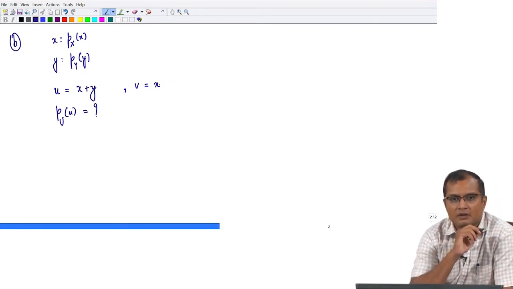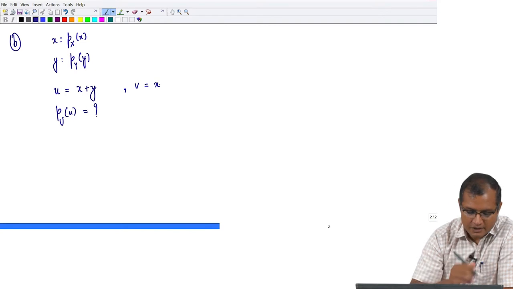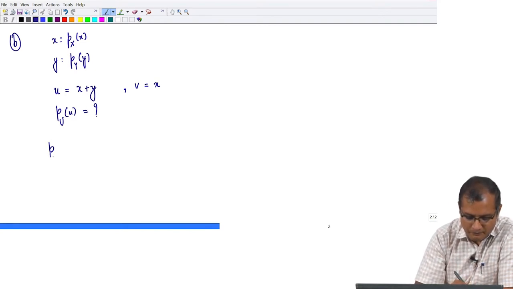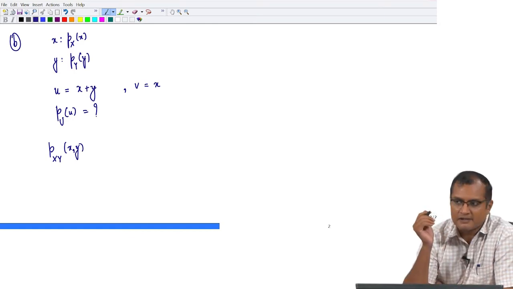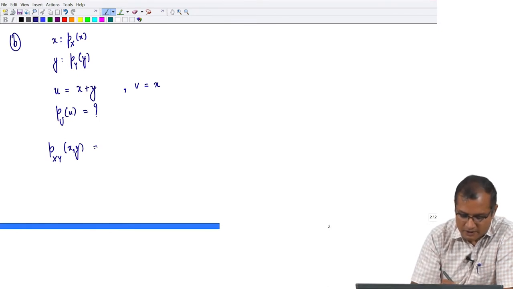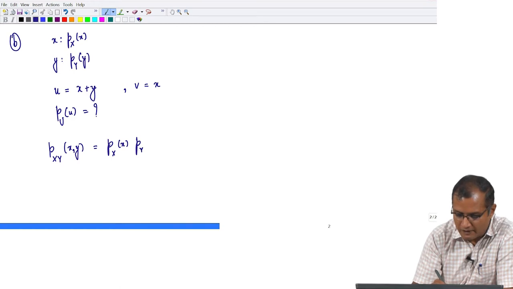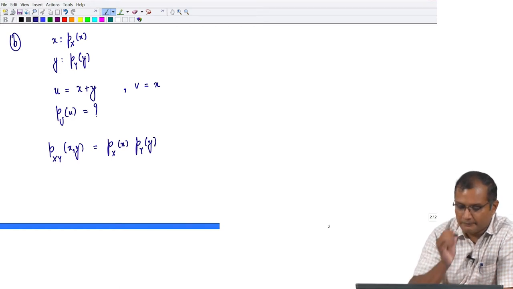Okay. So, what is happening here is that you have a PDF. I will say that this is an xy PDF of x comma y, and because x and y are independently distributed, this is nothing but p of x into p of y. Okay.